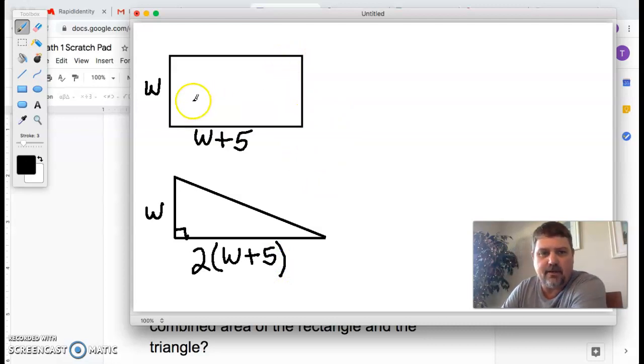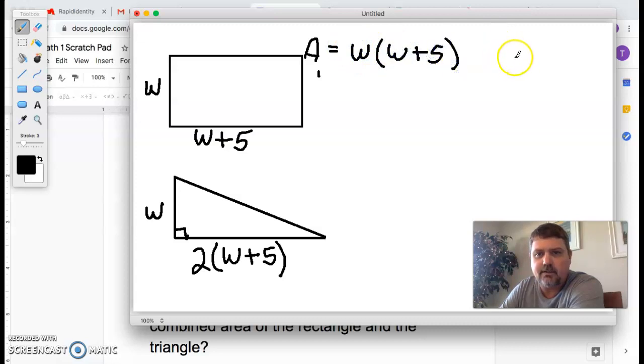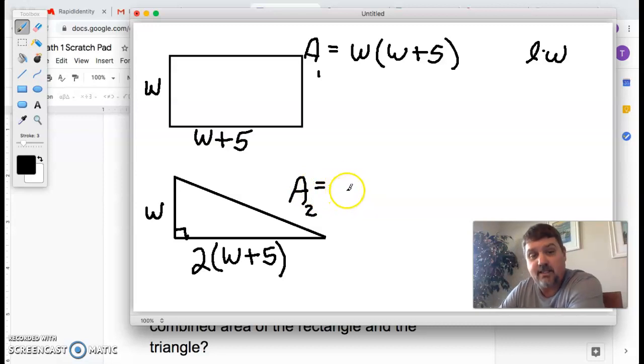Now we've got to know something about areas. The area of this rectangle, we'll write it right here. Say the area of the rectangle. Well, we know it's length times the width. Right? So that's your length times your width. And right here, the area of a triangle, we'll call that area 2. That's 1/2 the base times the height, or you could say base times the height over 2. Okay, so both of those are the same thing. So we'll go with base times the height over 2.